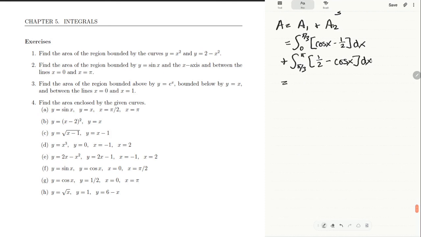So now we can evaluate the definite integrals. So the antiderivative of cosine is sine minus the antiderivative of 1/2, which is negative 1/2 x. We evaluate at pi over 3 and 0. Then for the second integral, we have 1/2 x minus the sine of x, evaluated at pi and pi over 3.